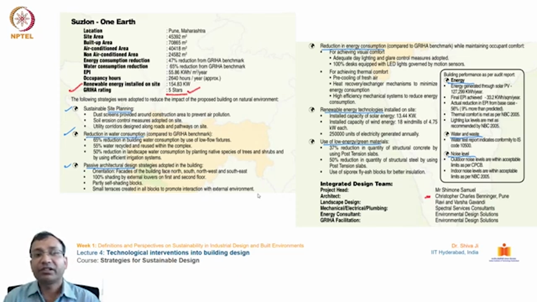Further, they have used a strategy of low energy and green materials. There is a 37% reduction in the quantity of structural concrete by using post-tension slabs, and a 50% reduction in the quantity of structural steel, and they have used Siporex fly ash blocks for better insulation. These AAC blocks, autoclaved aerated concrete blocks, are in trend these days. They work as a highly insulating construction material compared to traditional burnt bricks.